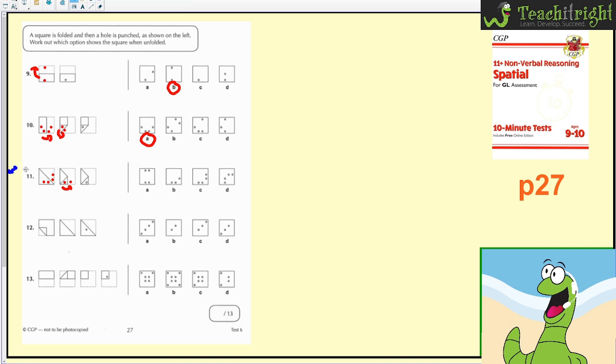Let's get that out of the way. So close, close, far, far. And that means, of course, the answer is going to be C. I've seen quite a lot of people accidentally go with A with this kind of reflection, where you've got to realise it's being reflected diagonally.